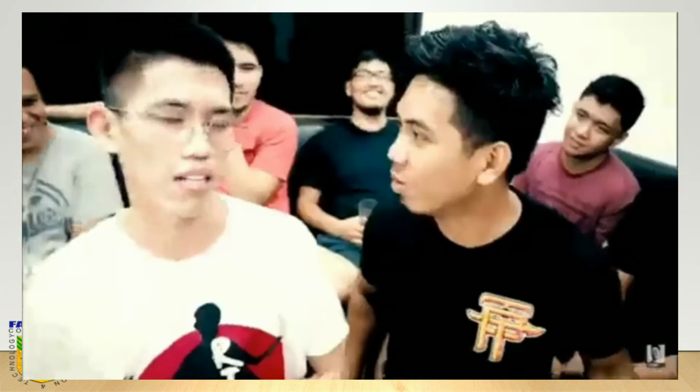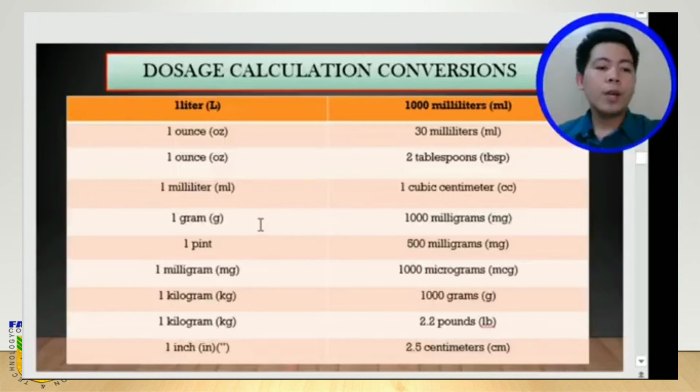X. Diba? Ang galing! We have here dosage calculations conversion. Siyempre, may pagkakataon kasi na i-convert natin yung isang bagay. So, we have here 1 liter, equivalent niya ay 1,000 milliliters or equal sa 1,000 ml. And so on and so forth.